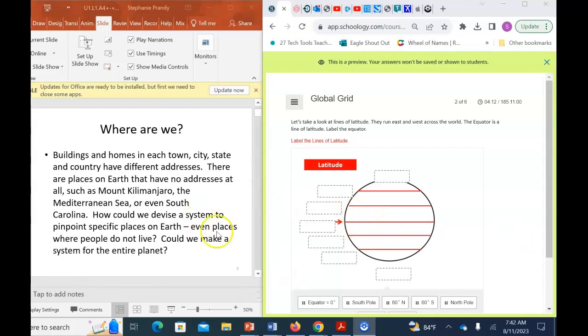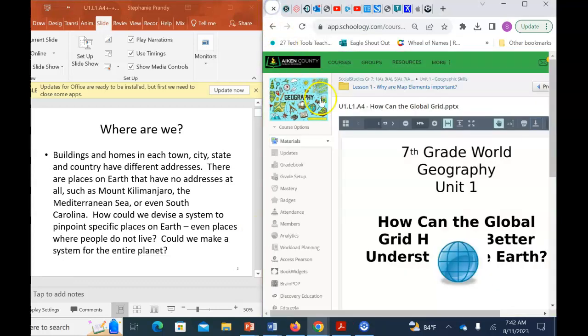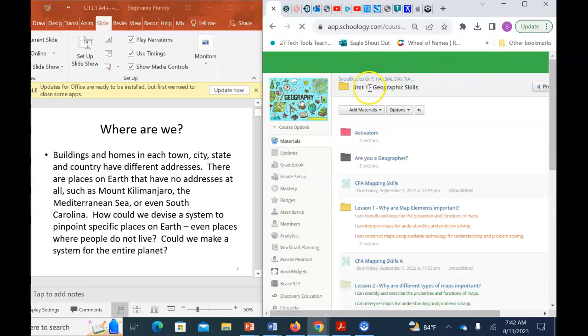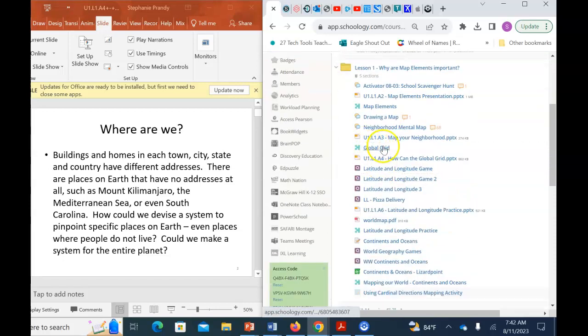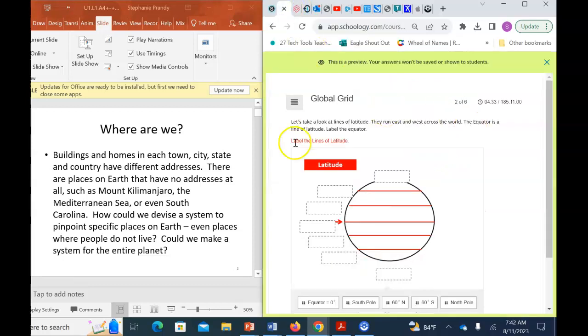Right, today we're working with Global Grid. You will find a PowerPoint in Schoology under Unit 1, Lesson 1. So here we are in Unit 1, and in the Lesson 1 folder, you will see Global Grid, and right underneath it, the Global Grid PowerPoint. Okay, so today you're going to be using the PowerPoint to help you complete this.